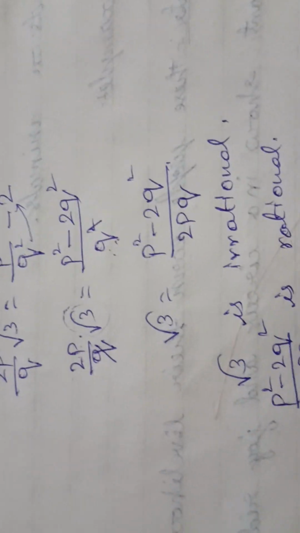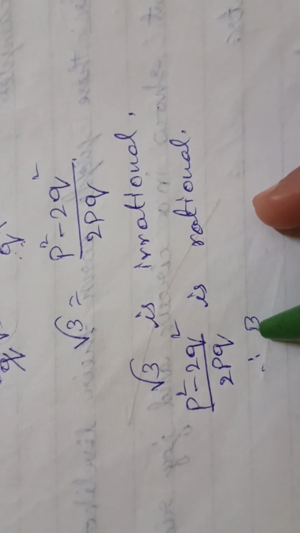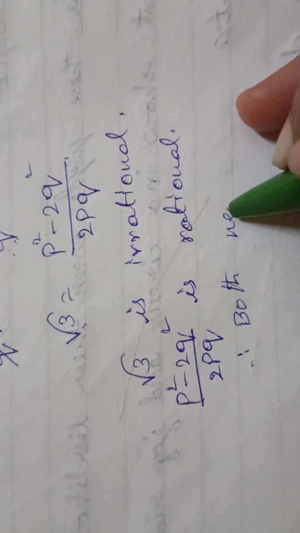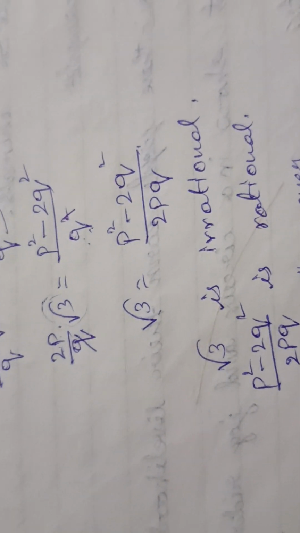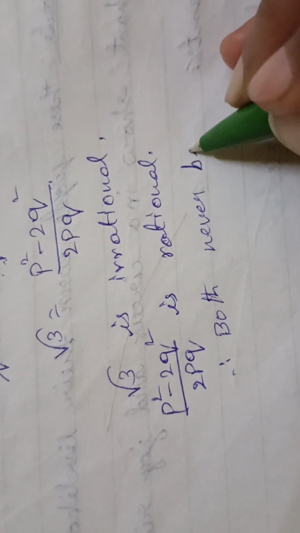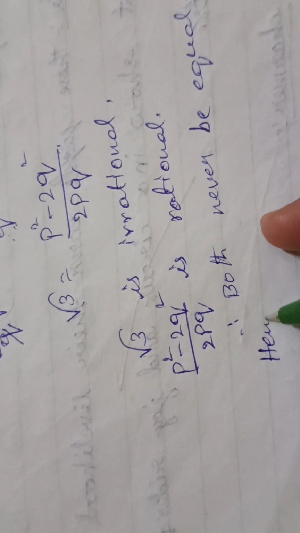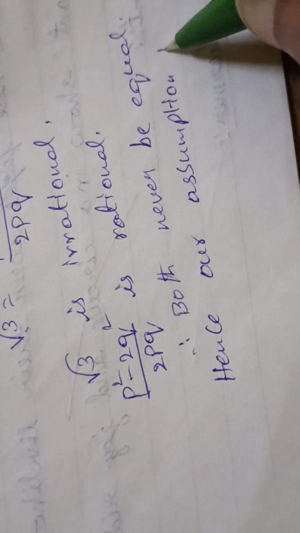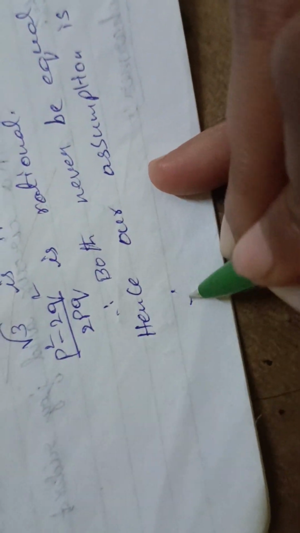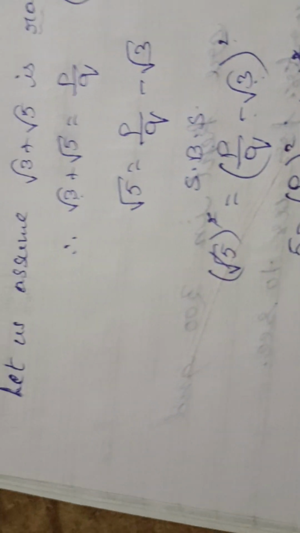Okay, we can say that therefore both never be equal. Hence our assumption is false. Therefore, finally what you are right? Root 3 plus root 5 is irrational.